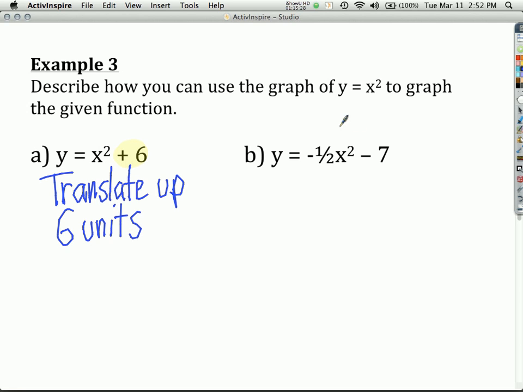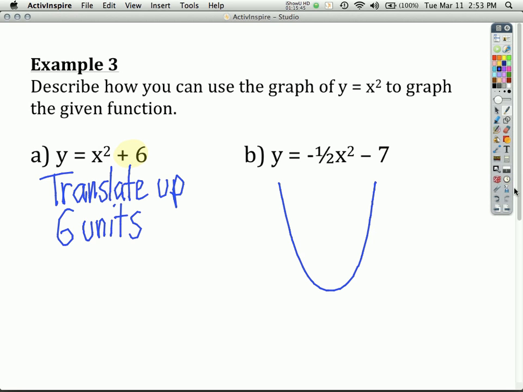What about part B? If I had the graph of y equals x squared, what would I have to do to this graph to turn it into this graph? Give me one thing that I would have to do. Chris and then Danielle. I would have to reflect it. This negative sign right here says reflection. So let me just move this out of the way. So I would have to reflect.